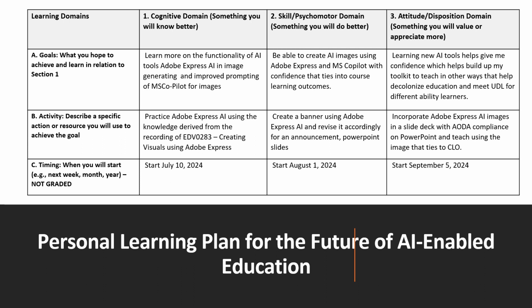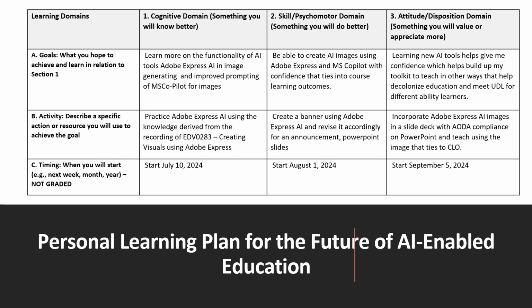For the second point, which is a skill, the psychomotor domain. Sorry if I'm doing this almost verbatim. Something that I hope I'll do better, fingers and toes crossed, is my goal to be able to create better AI images. Because you'll see in the next slide some elementary versions of it. One that's kind of kiddish and fun, and the other one that's a little bit more streamlined. So I want to make sure that I'm using prompting properly for images that tie into course learning outcomes.